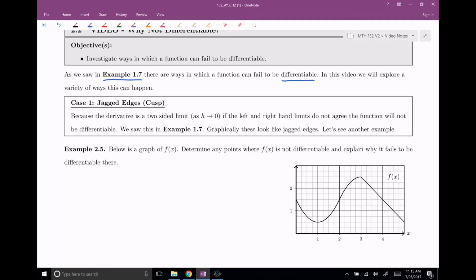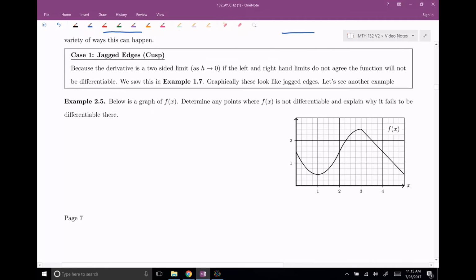So another example of this is here. We have this function, and we have kind of a slick type of question here. It says, just based on the graph, right? We don't have the equation at all. Determine any points where f of x is not differentiable, and explain why it fails to be differentiable there. So I look here, and of course we're going to be using this first case. We see that it's nice and smooth. There's no jagged edges anywhere in here.